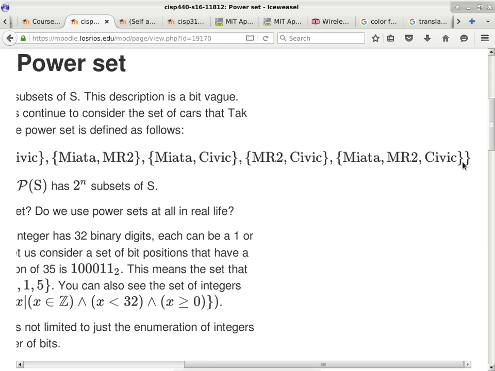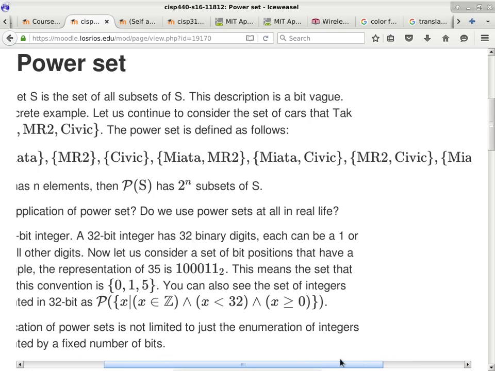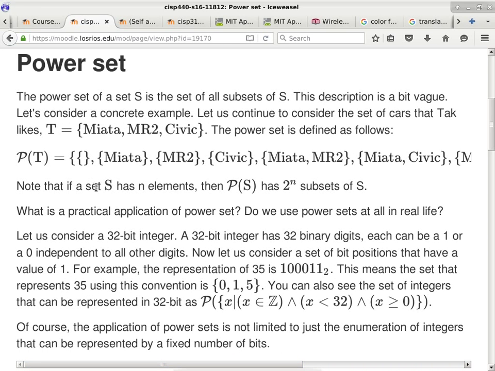The next statement is kind of important too. If the original set has n elements, then the power set of S has 2 to the power of n elements, because there are that many ways to create subsets.